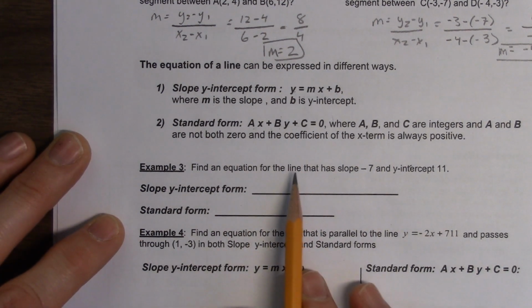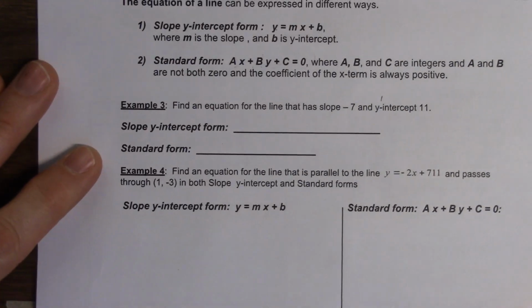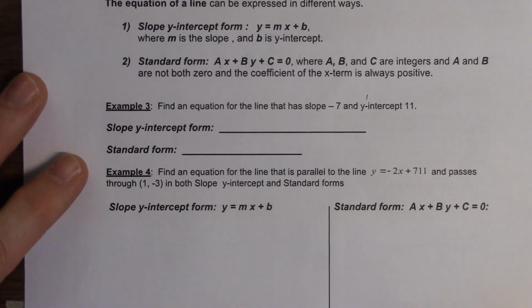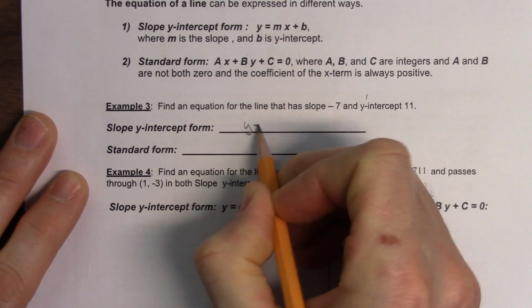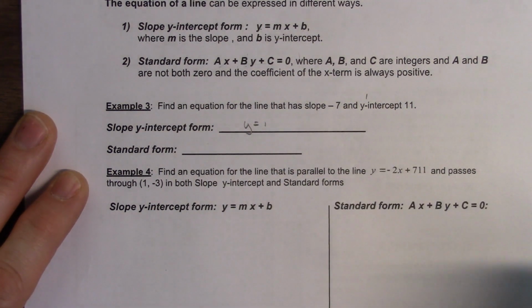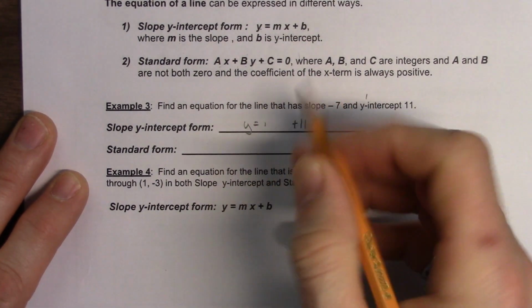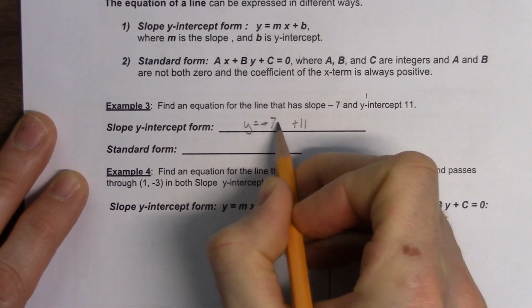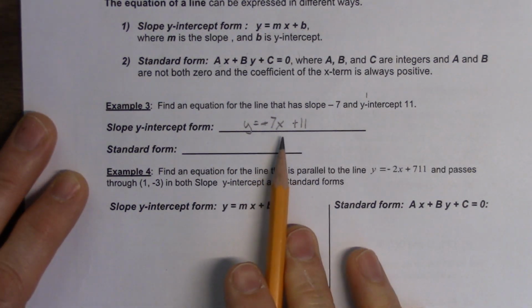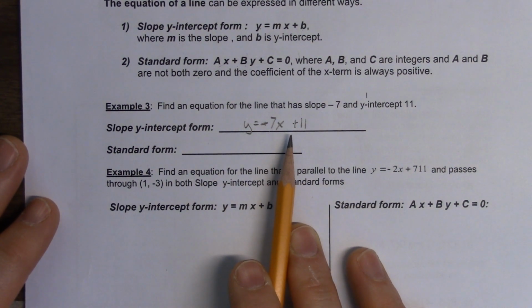Okay, example 3. Find an equation for the line that has slope -7 and y-intercept 11. Andrew. Y equals M7 plus 11. No. I like the plus 11. X plus 11? Yeah, that's right. -7, because that's m. So -7x plus 11. Make sense? All right.